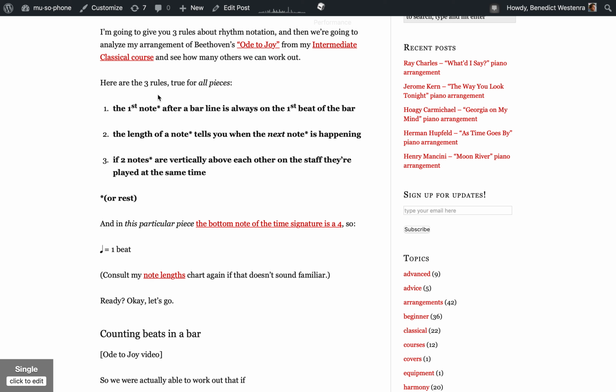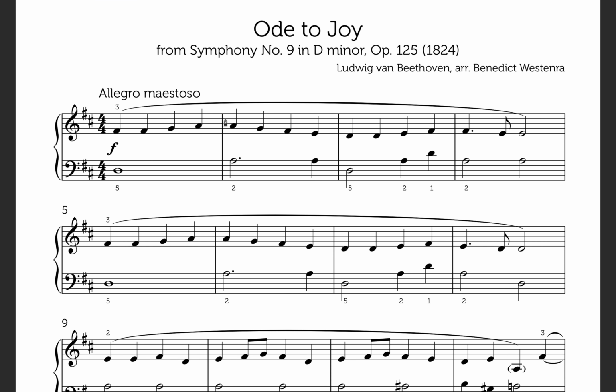So, 3 rules for all pieces. The first rule says that the first note after a bar line is always on the first beat of the bar. Well, first of all, we need to know what a bar line is. So in the score, a bar line is one of these vertical lines. So this is a bar line. If I can draw on top of them, that's a bar line. That's another one. That's another bar line, and so on. These are all bar lines. We have one at the beginning here.